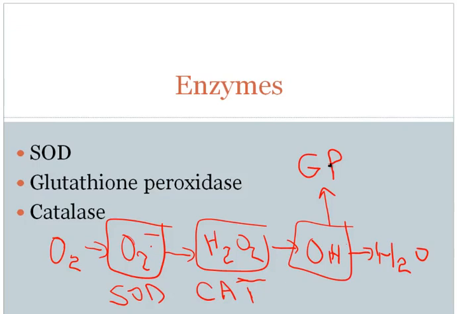However, it is important to know the three key free radicals. Again, superoxide, hydrogen peroxide, and hydroxyl free radical. It's important to know that hydroxyl free radical is the most damaging, or most dangerous, of the three free radicals. And then it's important to know what enzymes handle each of those free radicals. Clearly, superoxide would be handled by superoxide dismutase, hydrogen peroxide by catalase, and then hydroxyl free radical by glutathione peroxidase.